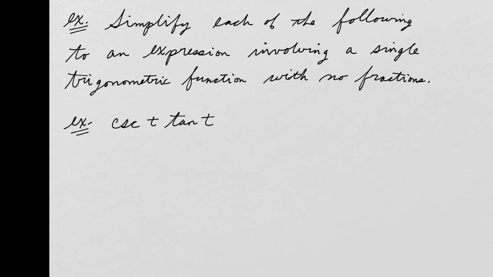So one way of doing this, and I think probably the best approach, is to first rewrite everything in terms of sines and cosines, and then use algebra to simplify what you have left over. We know that cosecant is the same as 1 over sine, so this is 1 over sine of t. And we know tangent is sine divided by cosine, so it's sine of t divided by cosine of t.